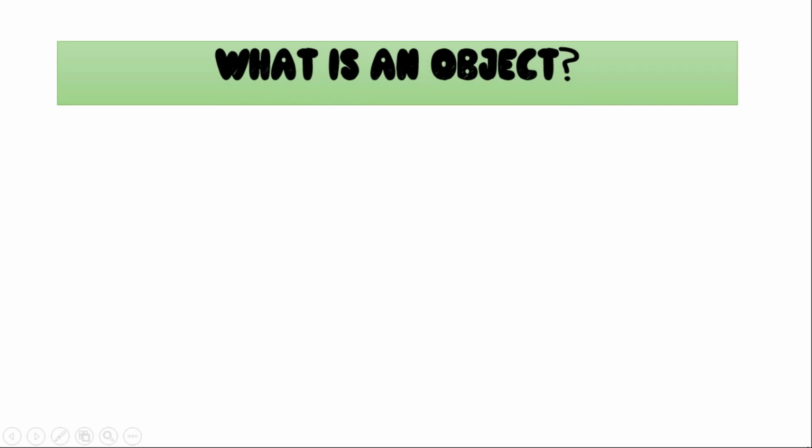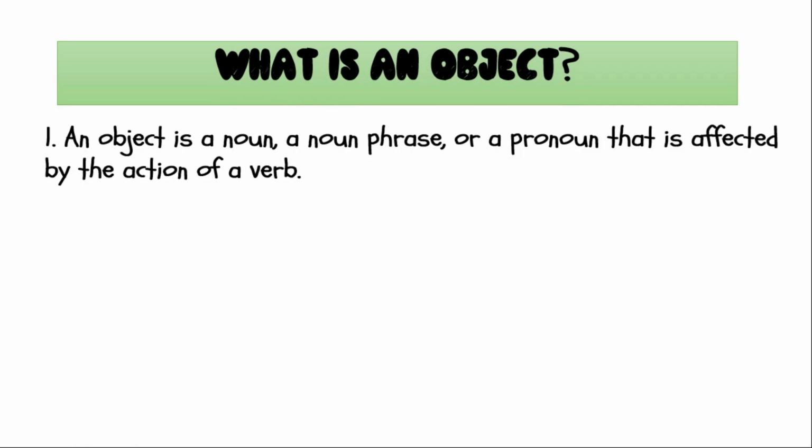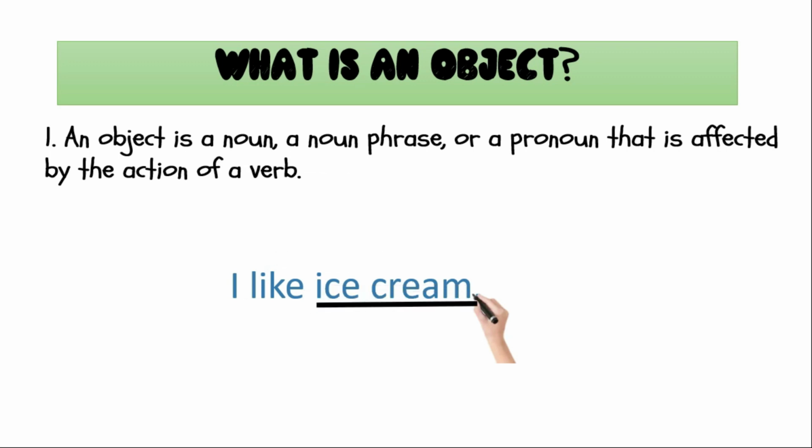What is an object? Well, first of all, an object is a noun phrase or a pronoun that is affected by the action of a verb. This is the first kind of object, like I like ice cream. So we have the subject I and then the verb like, and ice cream is an object here.